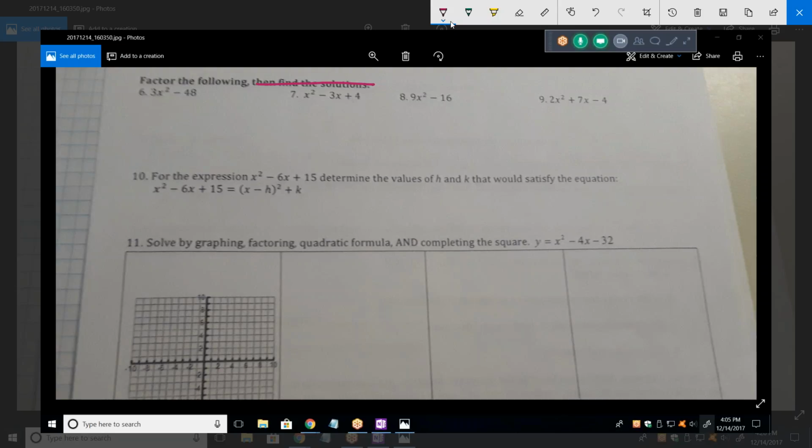Any idea on how we're going to solve this? I don't know. Well, if I did the first thing you think of, I expand that. That doesn't help. I still don't have a clue as to how to come up with H and K. So that's not the way to go.